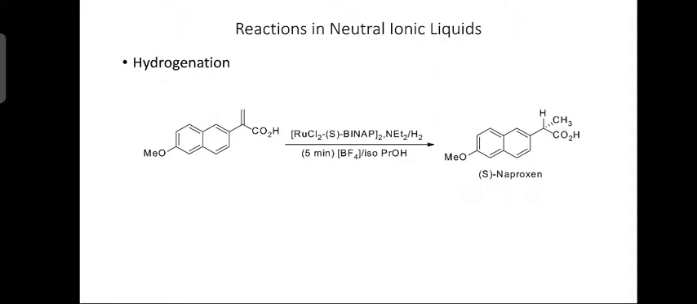Now you can see the reaction here, an asymmetric hydrogenation using a chiral catalyst. Now, which is the reactant? 6-methoxynaphthalene-2-yl acrylic acid. This is acrylic acid. In the presence of a chiral catalyst it gives what? The S form, S-2-(6-methoxynaphthalen-2-yl) propanoic acid, or in brief, the common name is S-naproxen.